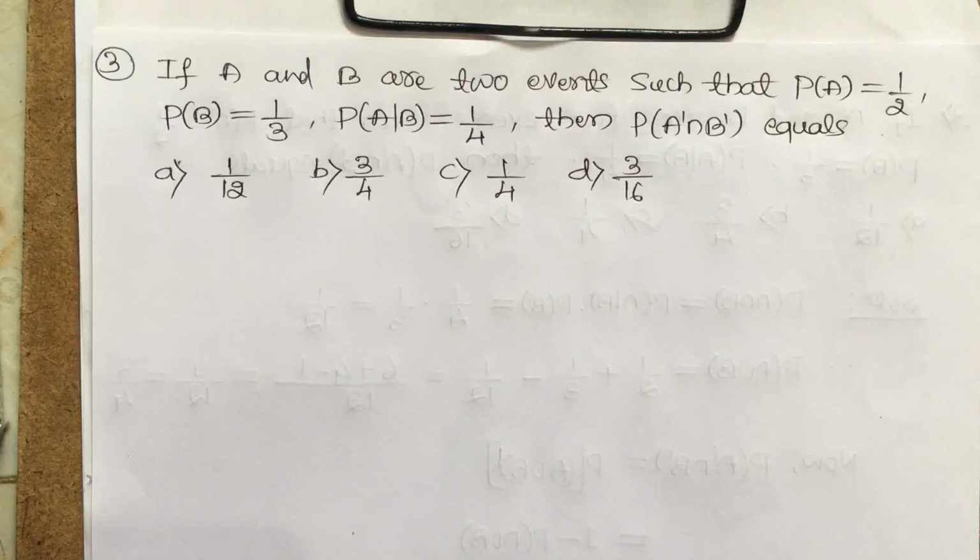Well, let us solve the third question. The question is: if A and B are two events such that P(A) = 1/2, P(B) = 1/3, P(A|B) = 1/4, then P(A' ∩ B') equals, the four options are 1/12, 3/4, 1/4, 3/16.